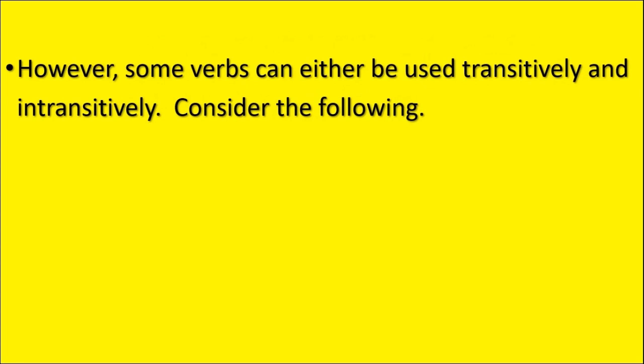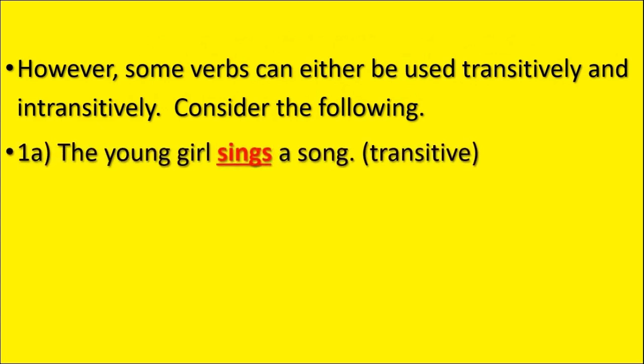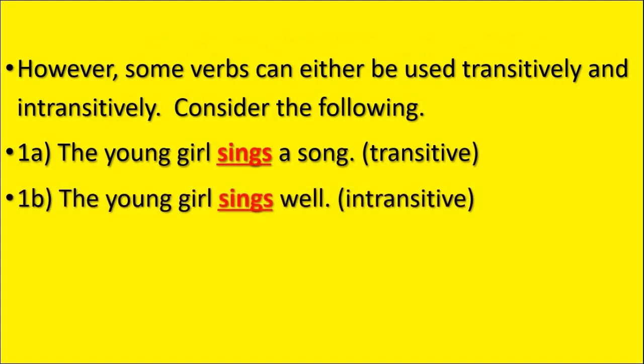However, there are some verbs that can be used either transitively or intransitively. Let's look at some of them. The young girl sings a song. Sings here is used transitively because it has an object. In the second sentence, the young girl sings well. It is used here intransitively because it does not have a direct object.